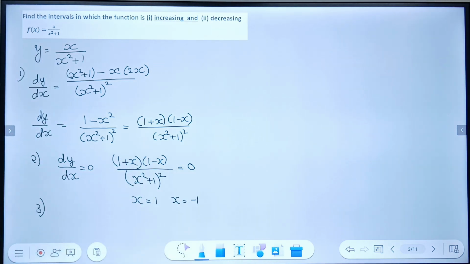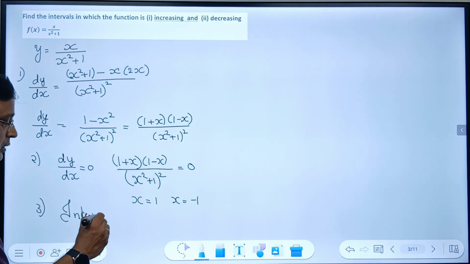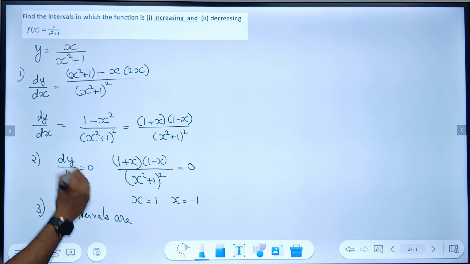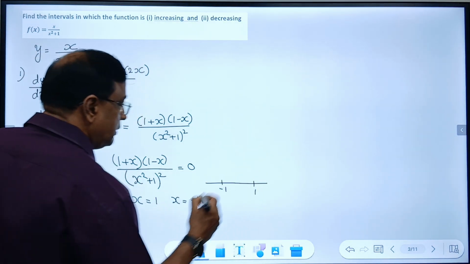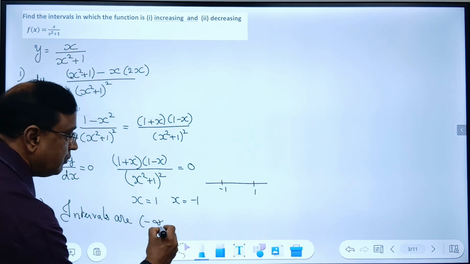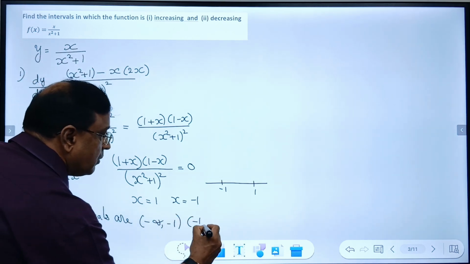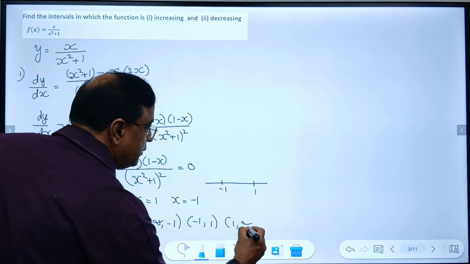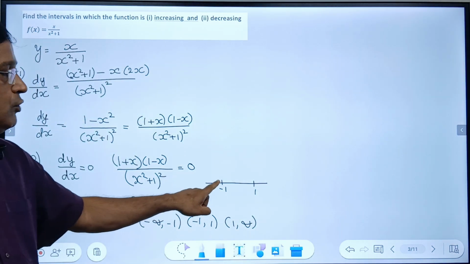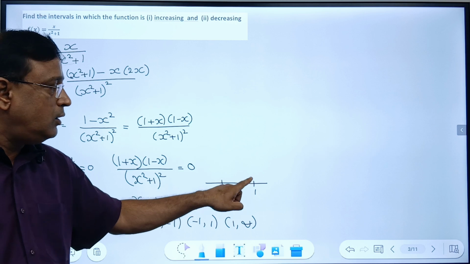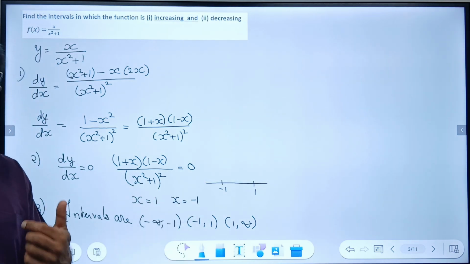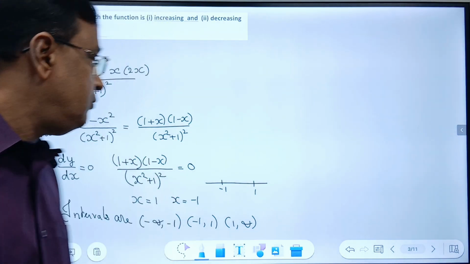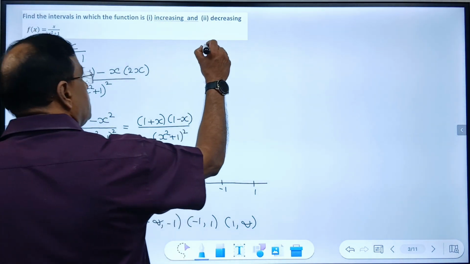What's the third step? The third step is I have to split the intervals. Look at this, this is minus 1, this is plus 1. So the intervals will be minus infinity to minus 1, minus 1 to 1, and then 1 to infinity. Now I have to check in these intervals whether dy by dx is positive or negative, to check whether it is increasing or decreasing. So that is my fourth step.